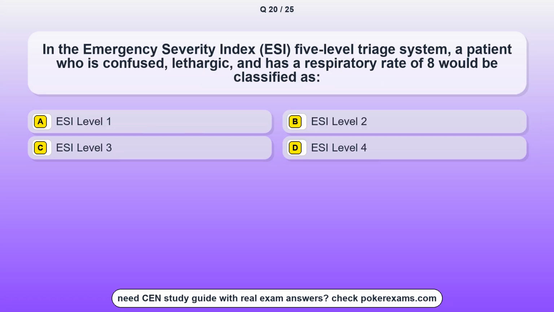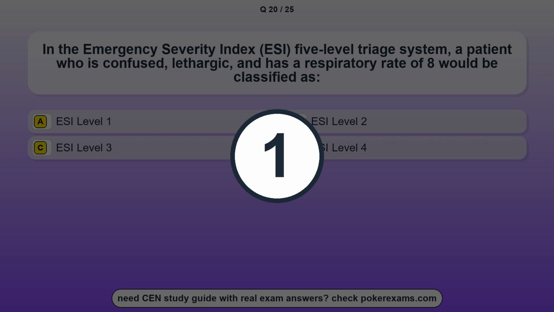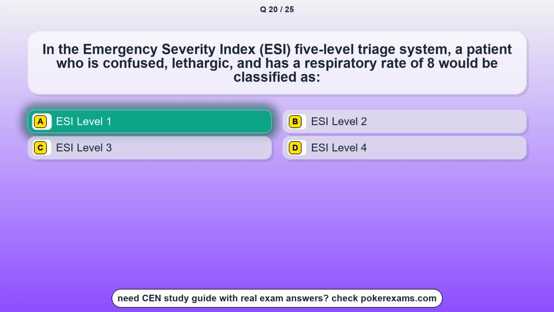Question 20. In the Emergency Severity Index (ESI) 5-level triage system, a patient who is confused, lethargic, and has a respiratory rate of 8 would be classified as: Option A: ESI level 1. Option B: ESI level 2. Option C: ESI level 3. Option D: ESI level 4. The correct answer is option A: ESI level 1.